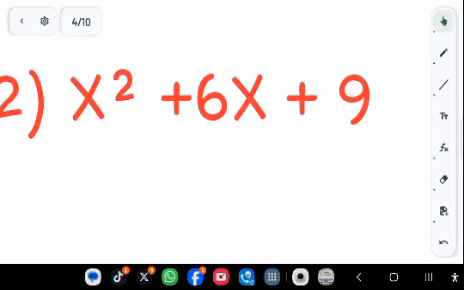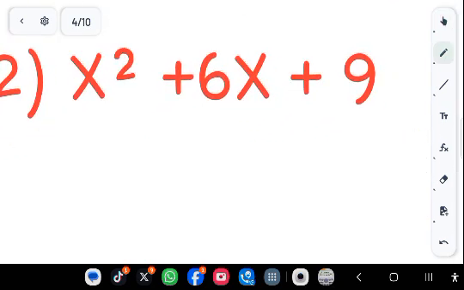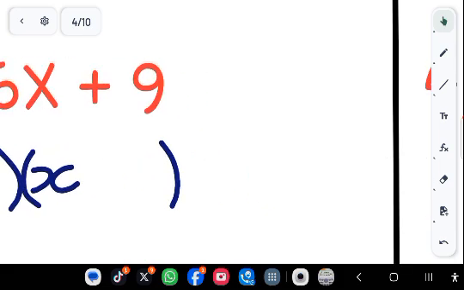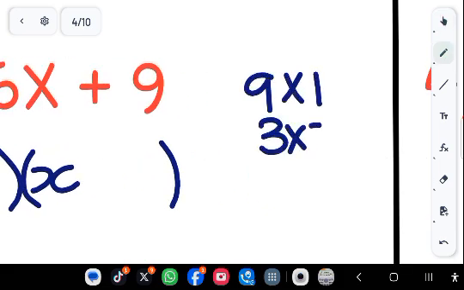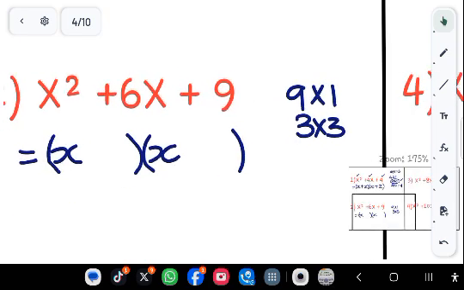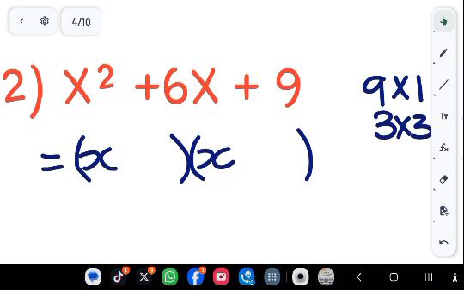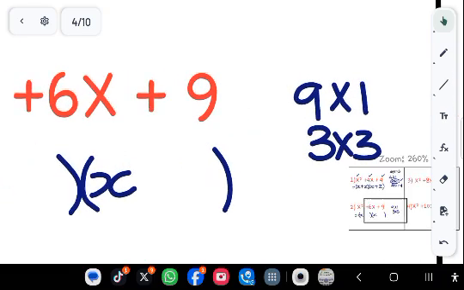Same story over here. We go, that is equal to, and then 2 pairs of brackets, x in each first bracket, and now we find the factor pairs of 9: 9 times 1 and 3 times 3. Make sure that you list them all in order, because you don't want to miss a factor pair that could end up being the answer to your problem.